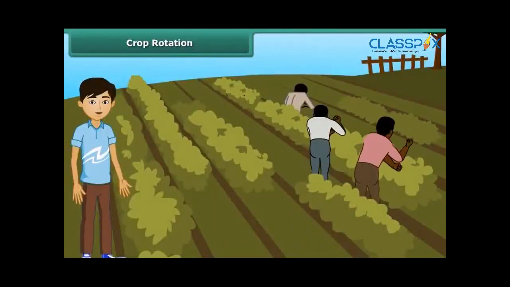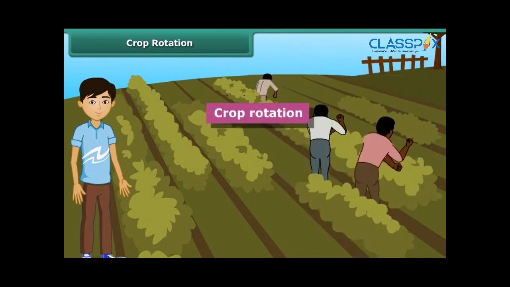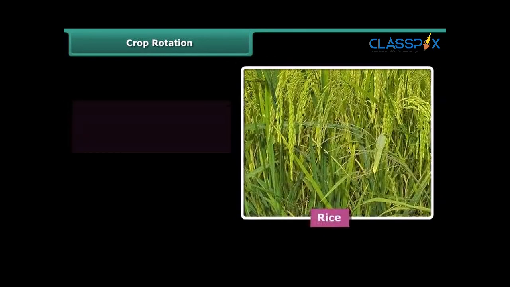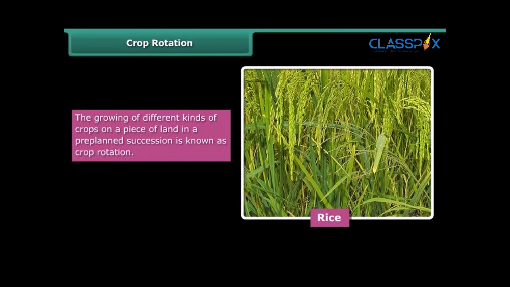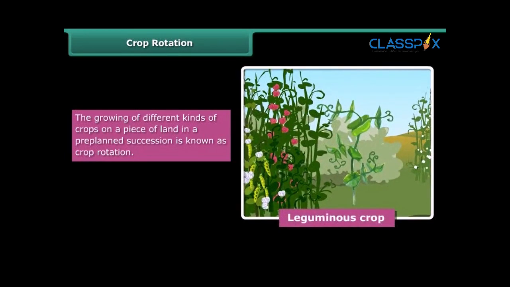Till now we have learned about manures and fertilizers and their uses. Now let us move on to know another method of replenishing the soil with nutrients. It is known as crop rotation. When a cereal crop like rice is grown in the soil, it uses up a lot of nitrogenous salts, so that if another cereal crop is grown in the same soil, the soil becomes nitrogen deficient. So by rotation, a leguminous crop should be grown after a cereal crop.